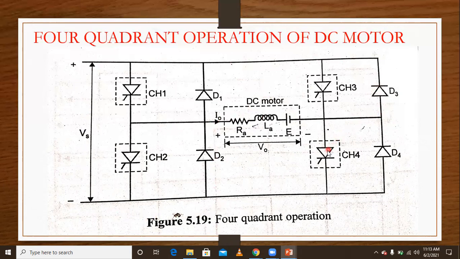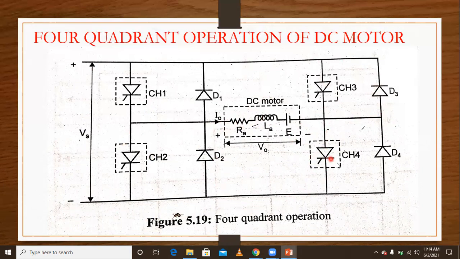In the fourth quadrant, first CH4 is turned on, and all the remaining devices are turned off. In this fourth quadrant, the motor is acting as a generator. That's why it delivers the energy, and that's why I0 increases. When chopper CH4 is turned on, the current freewheels like this.